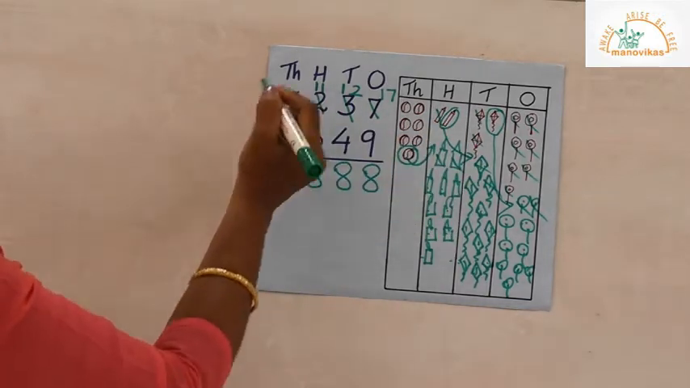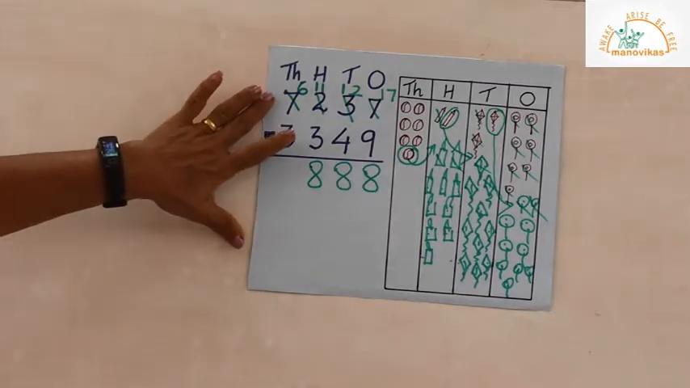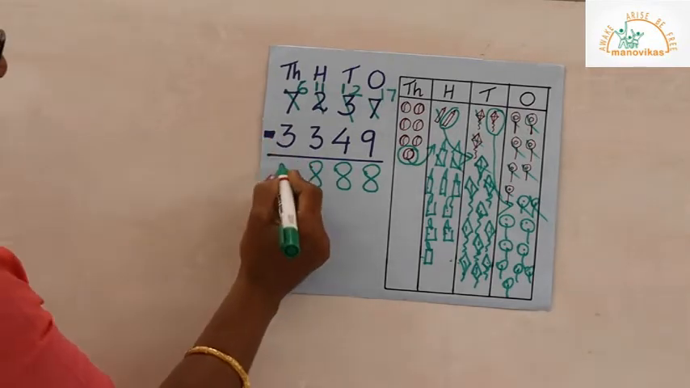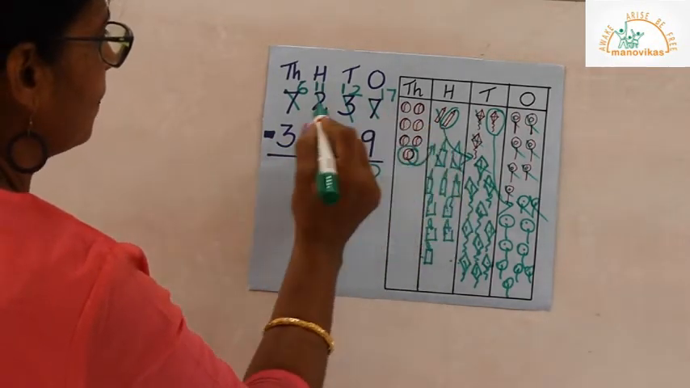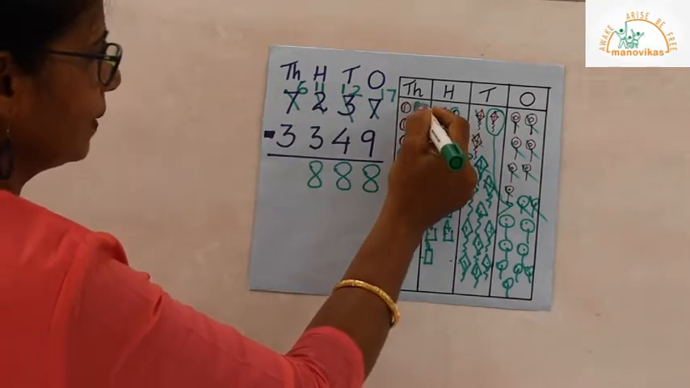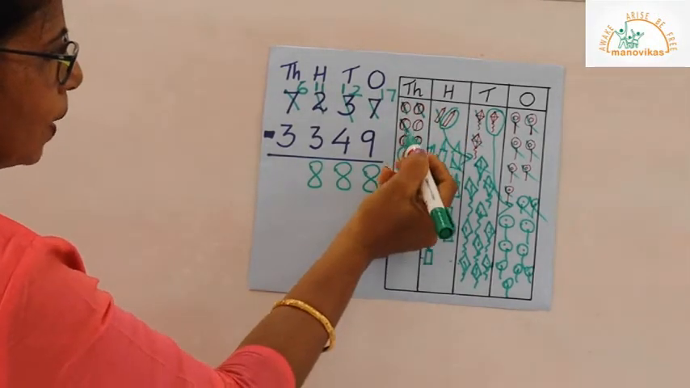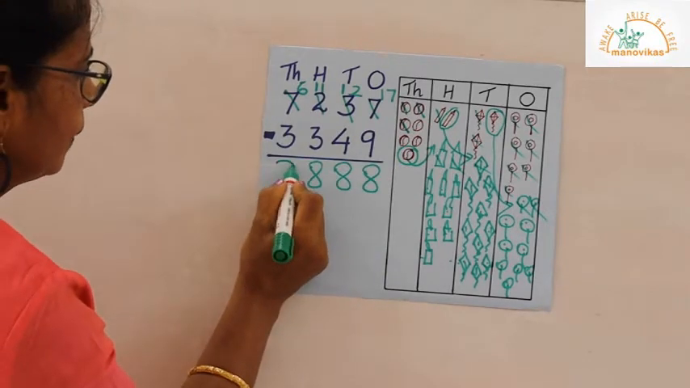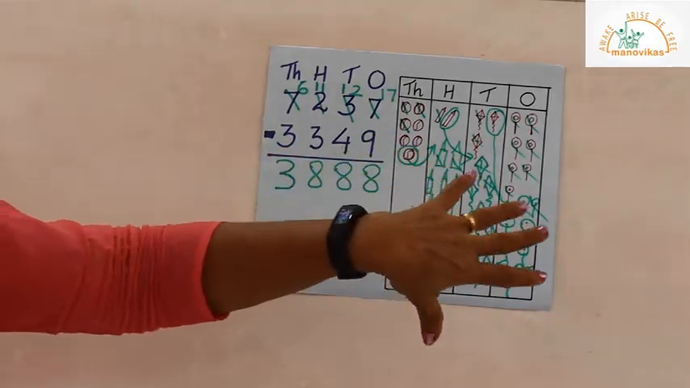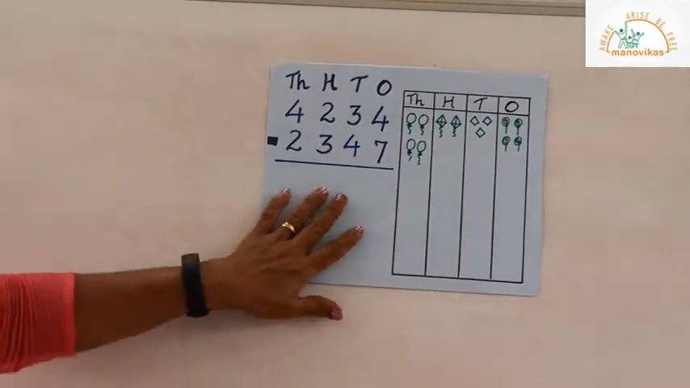Now since we have taken 1000 to the hundreds place, we get 6000 remaining. We have to take 3000 from 6000. 1, 2 and 3. What remains with us is 3. So we have 3888.